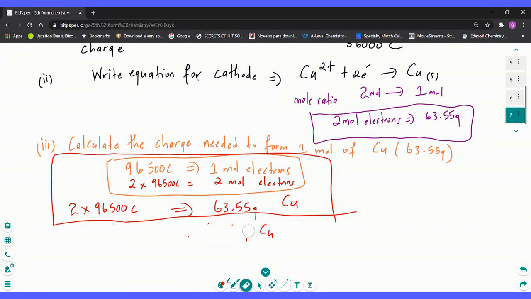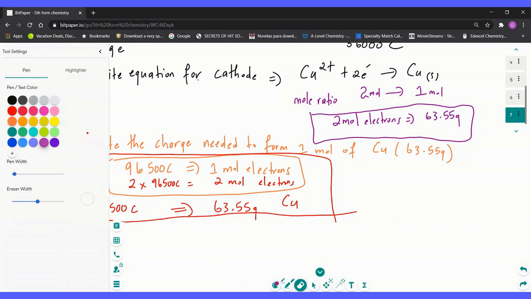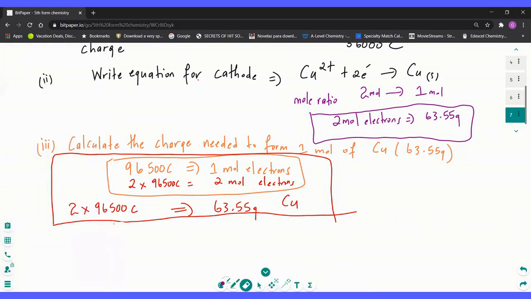And I want to show you where I start my cross multiplication. So, making your life easy now, I'm going to write this statement down here to say 193,000. I just wanted you to know where I got this 193,000 from, and that I didn't just pick it out of the air. So 193,000 coulombs would get me 63.55 grams of copper.